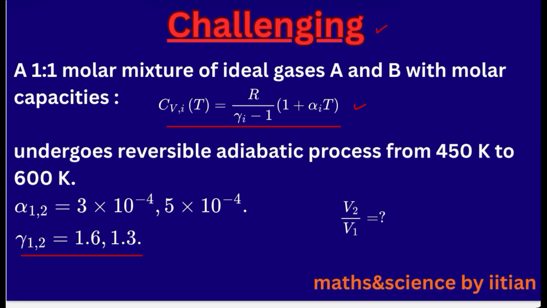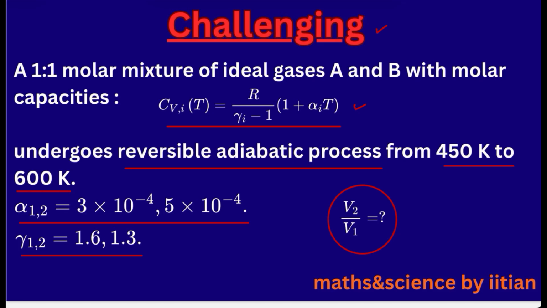And alpha 1 and alpha 2 are also given. Alpha 1 is equal to 3 into 10 to the power of minus 4 and alpha 2 is equal to 5 into 10 to the power of minus 4. And temperatures are also given. This particular mixture undergoes a reversible adiabatic process from temperature 450 Kelvin to 600 Kelvin. Then we have to find out the ratio of final volume by initial volume. V2 by V1 is equal to how much?